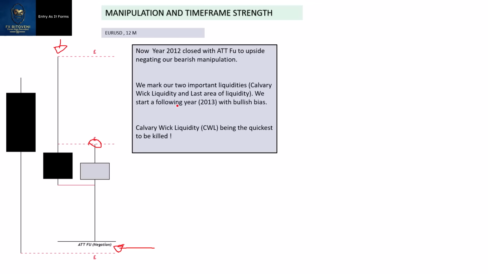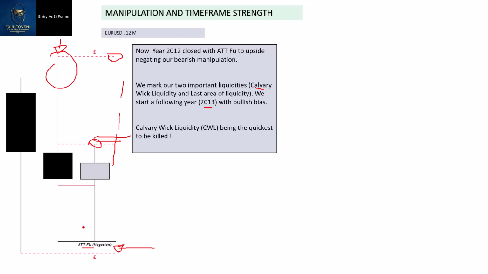We start the following year, which is 2013, with bullish bias. Calvary week liquidity being the quickest to be killed, right? Because it was doomed to be crucified. That's what we call it this way. So once it is taken, again we repeat the same process. Once it is taken, the market may continue to grab this last area of liquidity, or this manipulation may hold. Then instead of seeing price going higher, we can see another negation again, negating this negation.